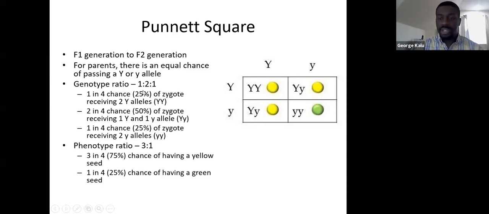So we see a genotype ratio of 1 to 2 to 1. Okay? 1 homozygous dominant, 2 heterozygous, and 1 homozygous recessive. However, we have a different phenotypic ratio. Our phenotypic ratio is going to be 3 to 1, which tells us that we have 3 yellow individuals. The phenotype is going to be yellow seeds for 3 of our 4 offspring here. And then we have a 1 in 4 chance of having an offspring with a green phenotype.